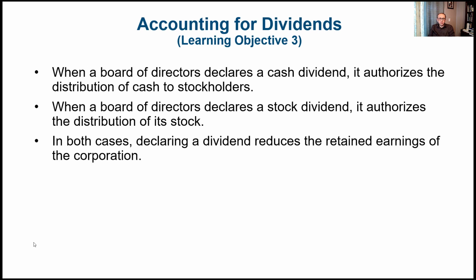So when a board of directors declares a cash dividend, it authorizes the distribution of cash to stockholders. When a board of directors declares a stock dividend, it authorizes the distribution of stock. So it's not always cash dividends. Sometimes it can be a distribution of stock dividends.